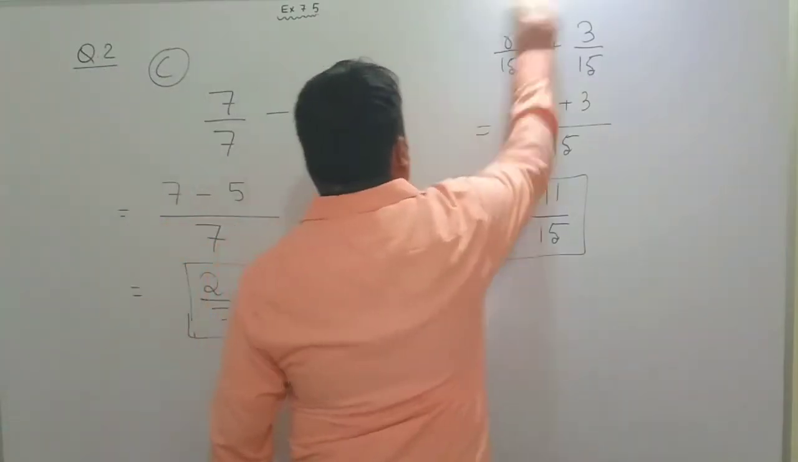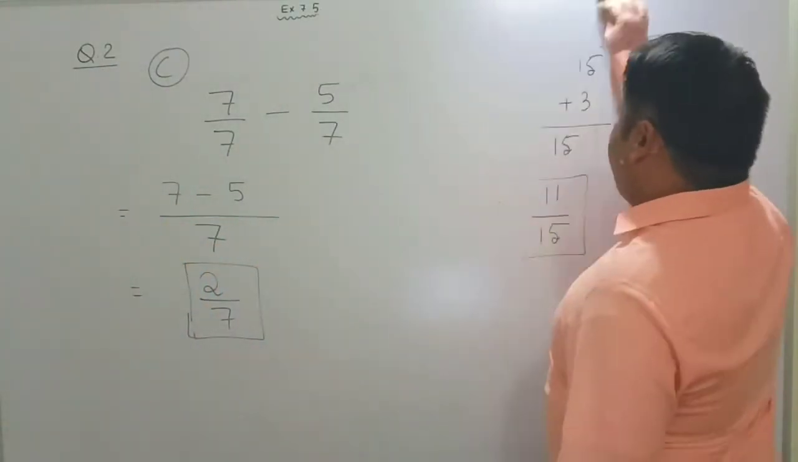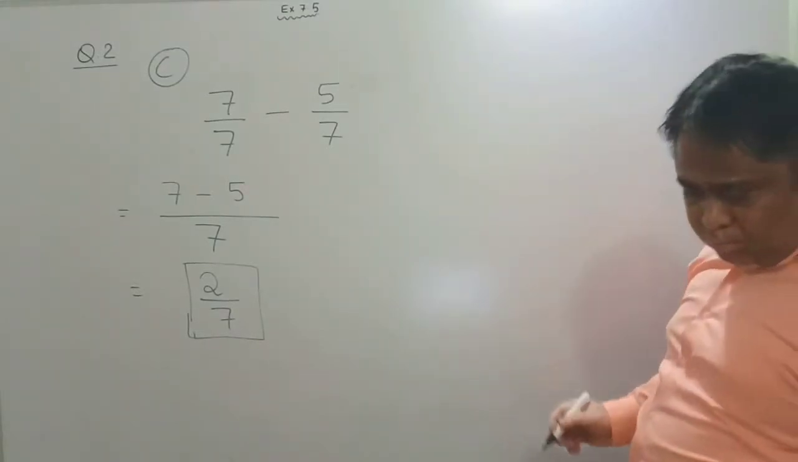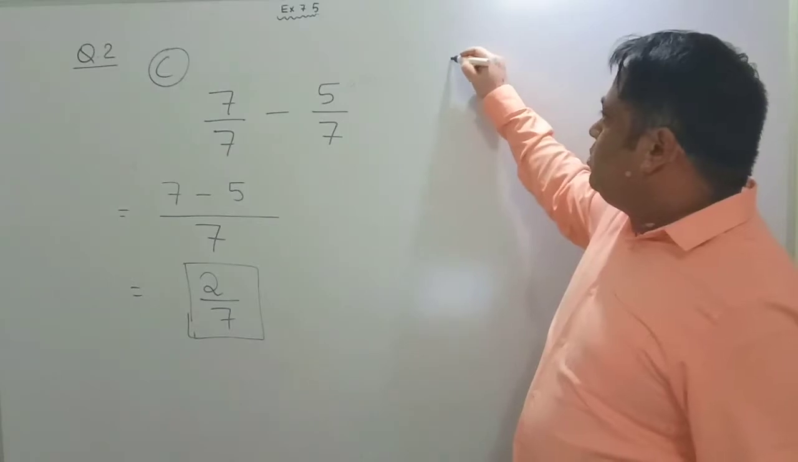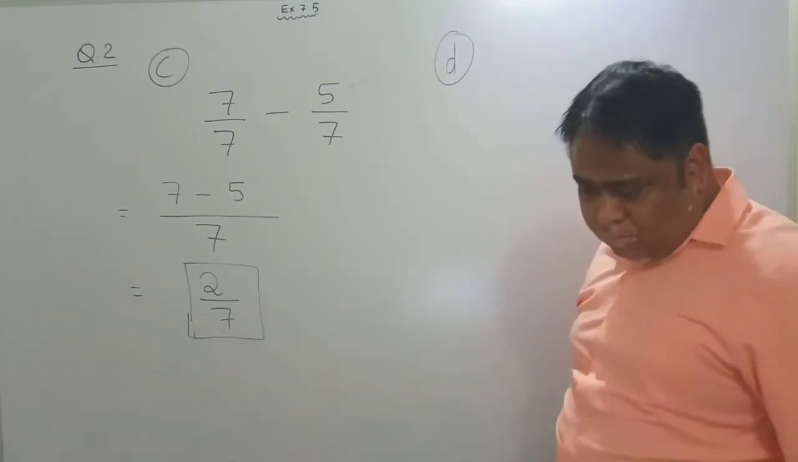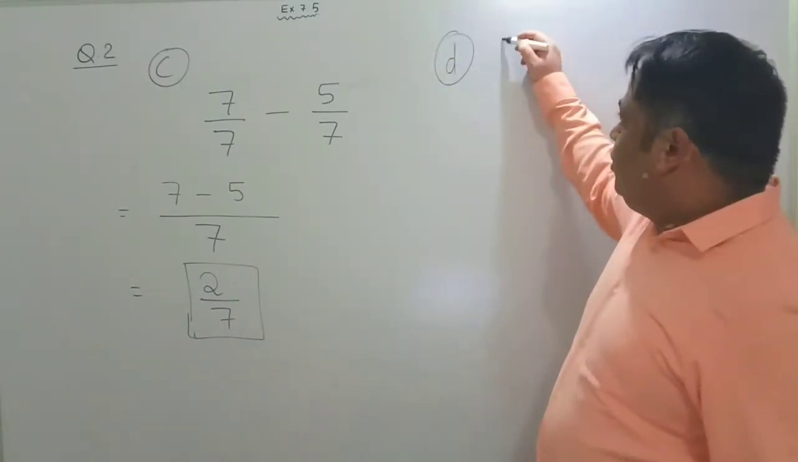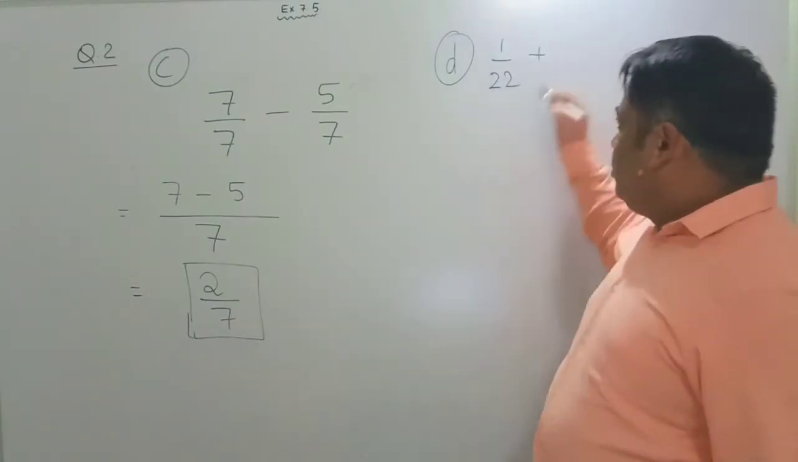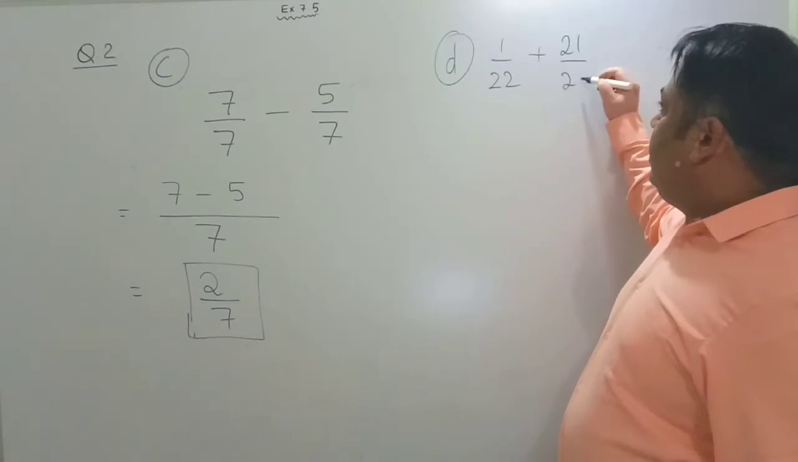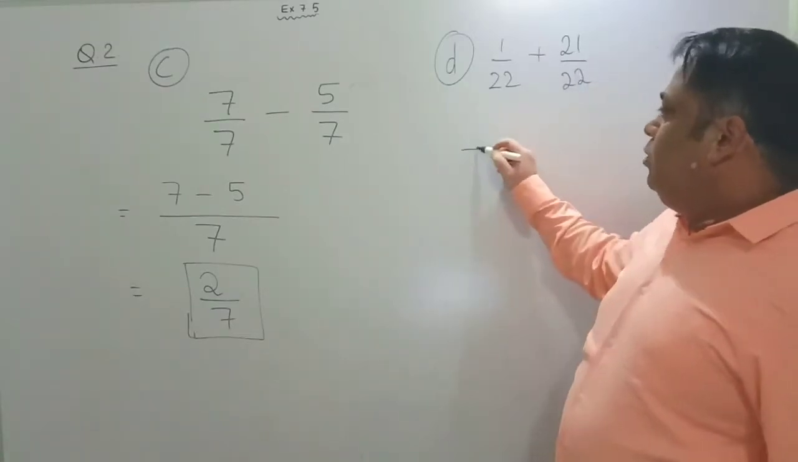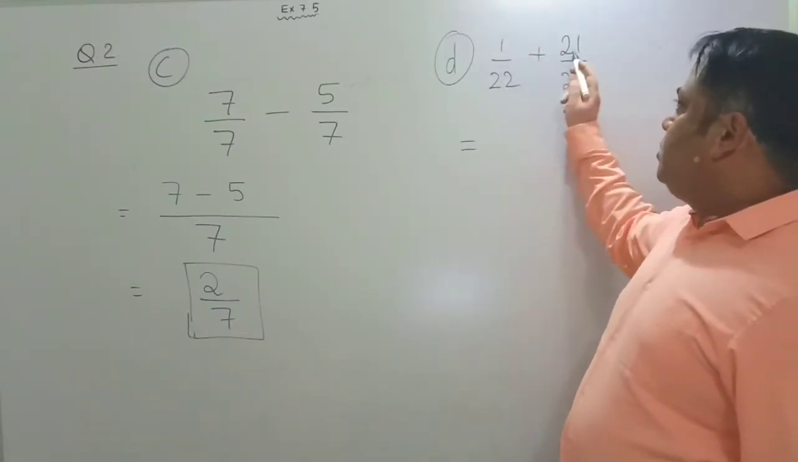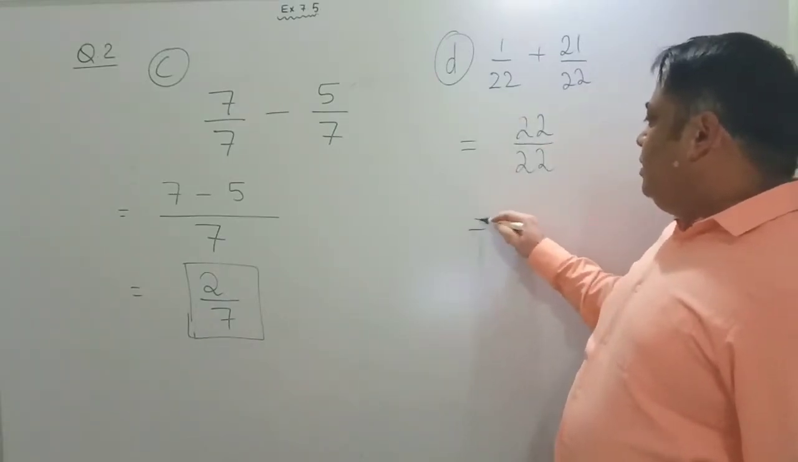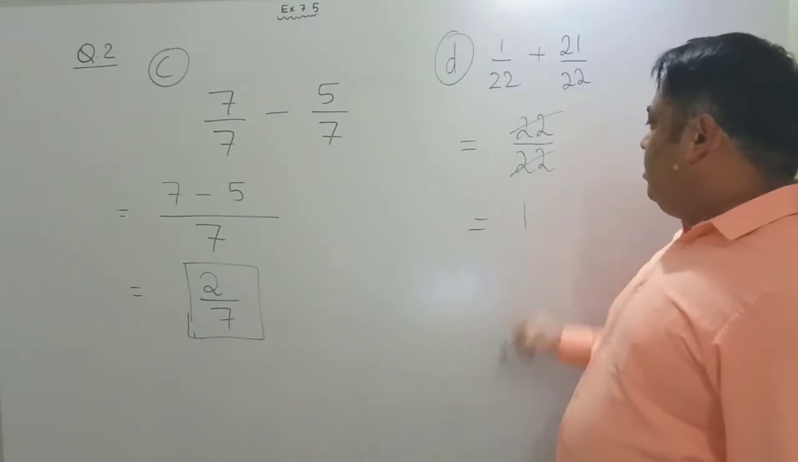We will do question number 2D. 1 by 22 plus 21 by 22. Can you do it orally? I can do it orally. 1 plus 21 will be 22 divided by 22 because the denominator is the same. That is why it is so easy. 1.